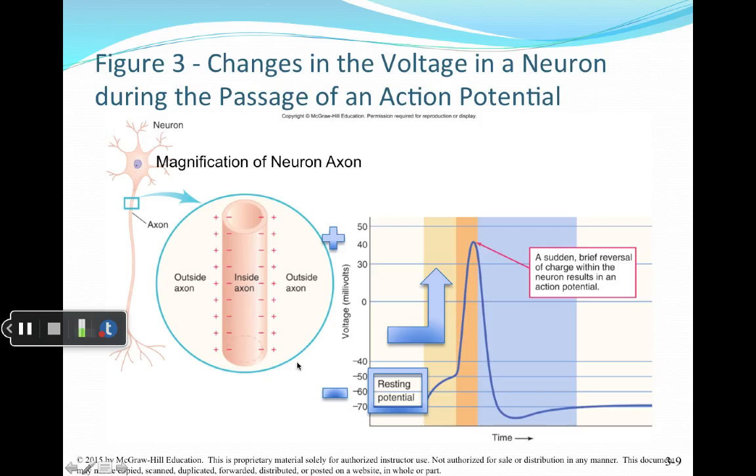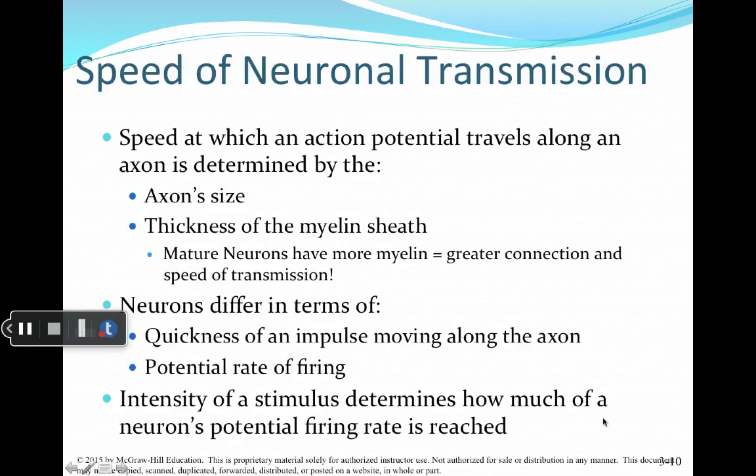So when there's a negative charge, you see a negative at a resting potential or a resting state. The charge of the axon is negative 70 millivolts. However, when the action potential occurs, the millivolts increases to about 40 or 50. But it's a very short time period, and then after each action potential, there is a resting state where the neuron cannot fire again until a certain time has passed.